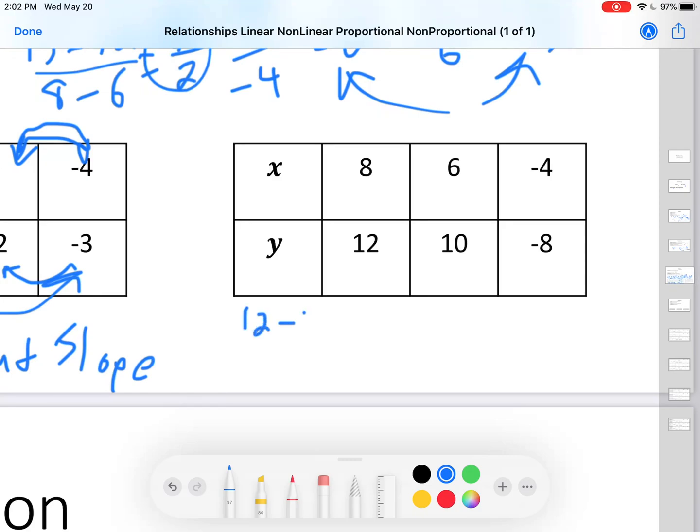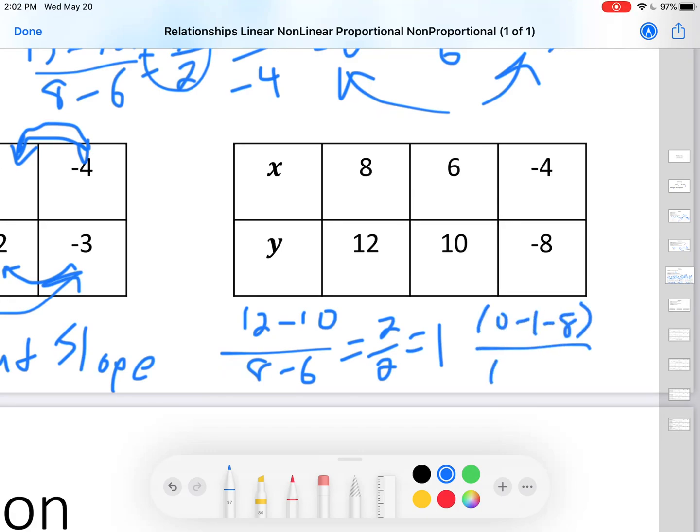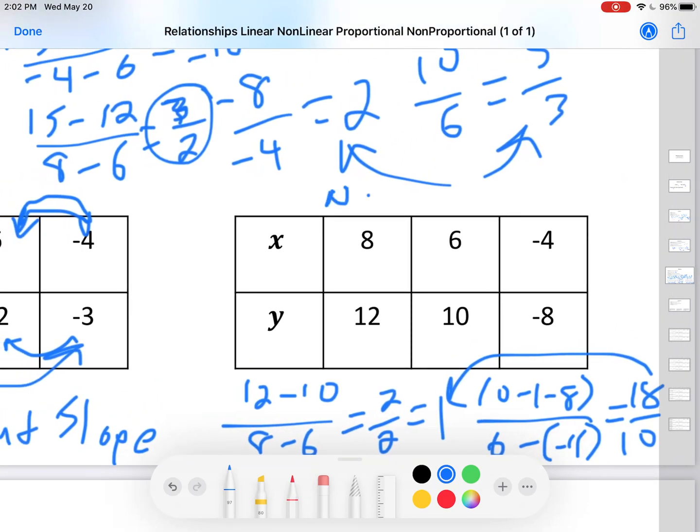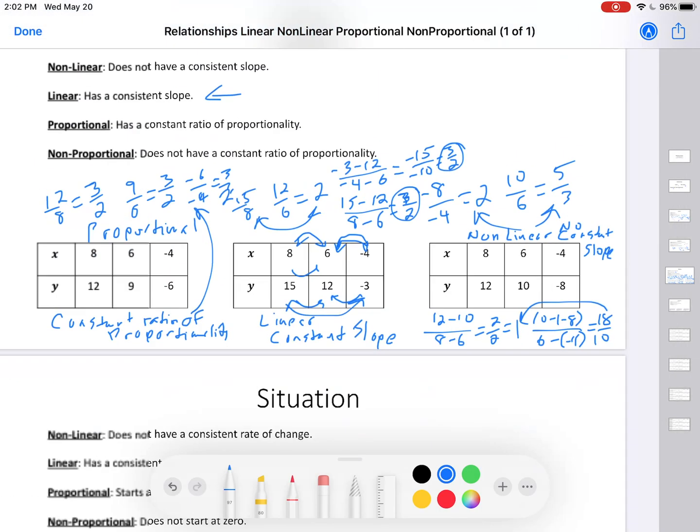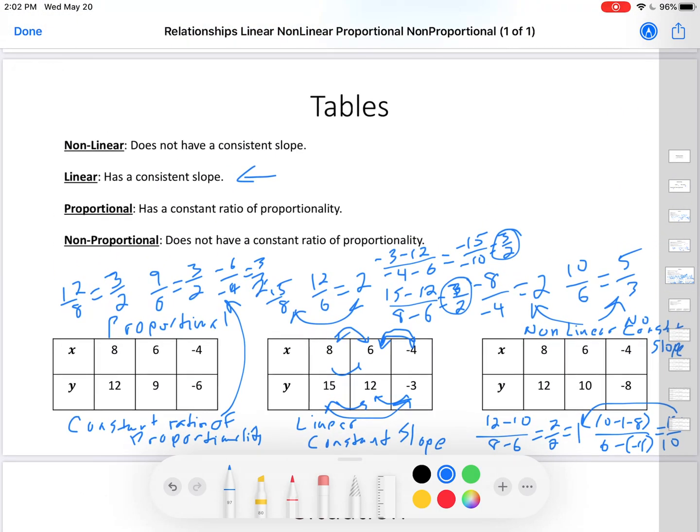Let's find some slopes. 12 minus 10 over 8 minus 6 is 2 over 2 is 1. Okay, now let's do this one. 10 minus negative 8 over 6 minus negative 4 is 18 over 10. Is 18 over 10 equal to 1? No. That means this does not have a constant slope. This is non-linear. And why is it nonlinear? No constant slope. So, that's the deal with tables, okay?